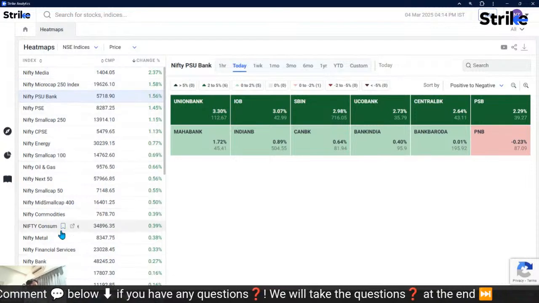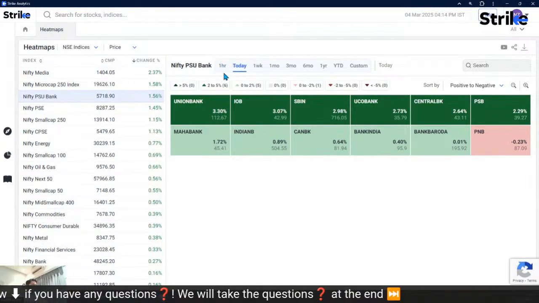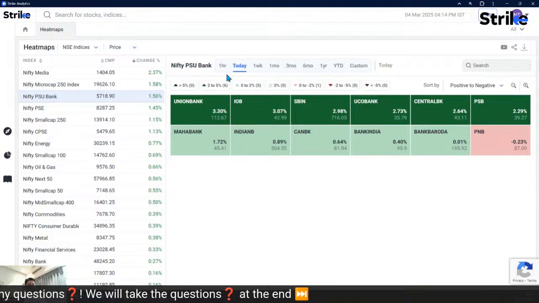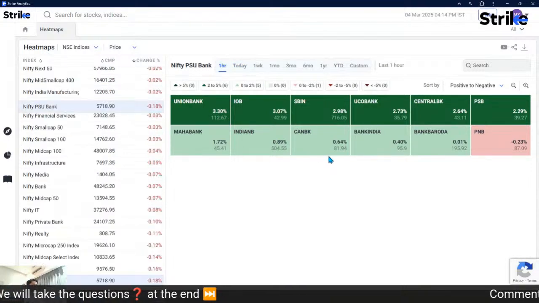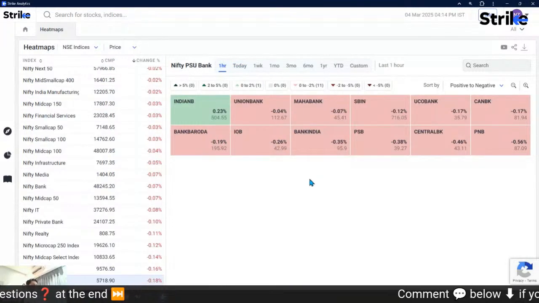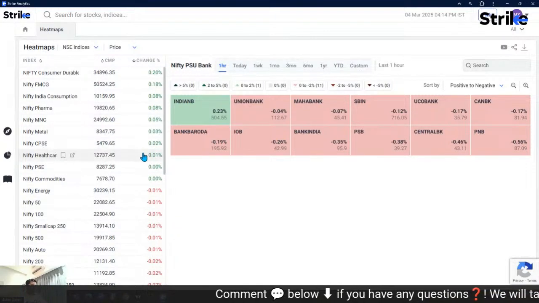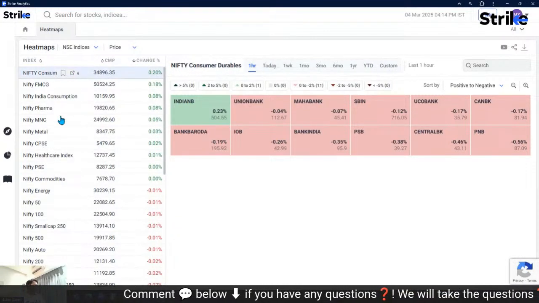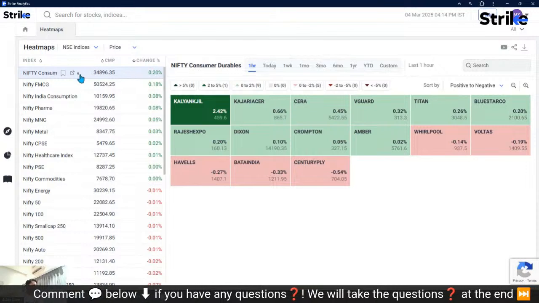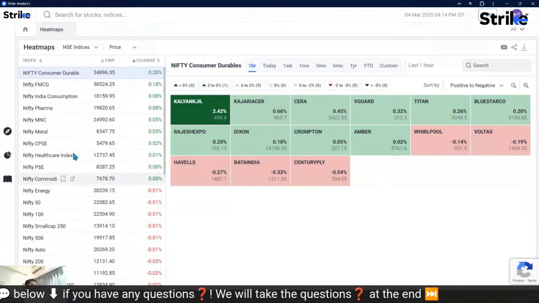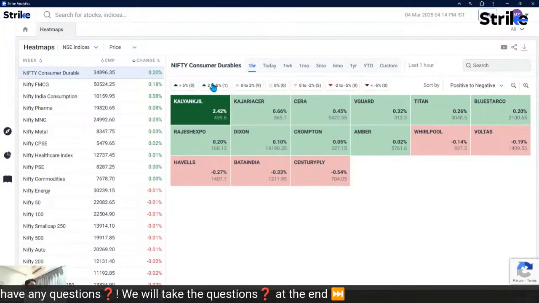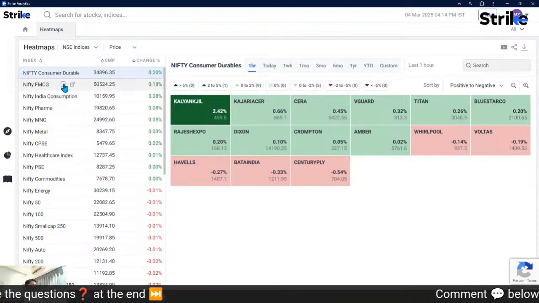So similarly, these are Nifty indices. You also want to check during the day which indices performed well in the last 1 hour. So in the last 1 hour today, Nifty Consumer Durables was the one to outperform all the other indices. And these are the stocks which are included in Nifty Consumer Durables.